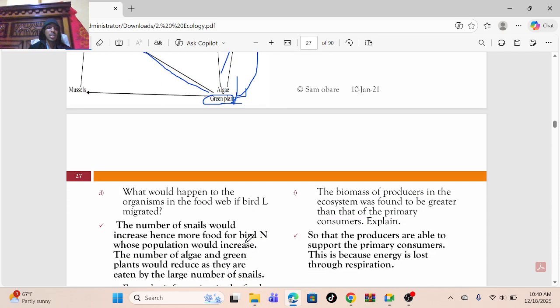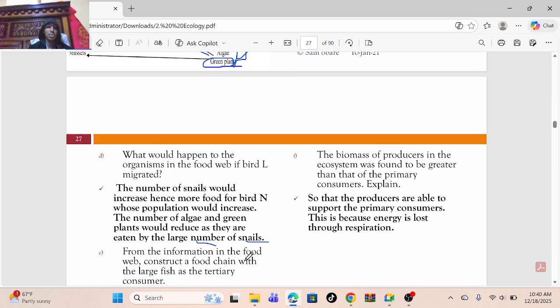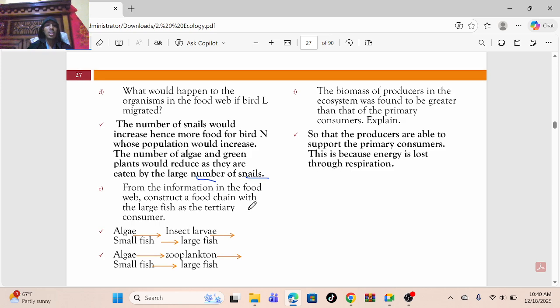So that's how we look at it. The number of snails will increase, so on. Hence, more food for bird and its population will increase. The number of algae and green plants will reduce as they are eaten by the large number of snails. So on.